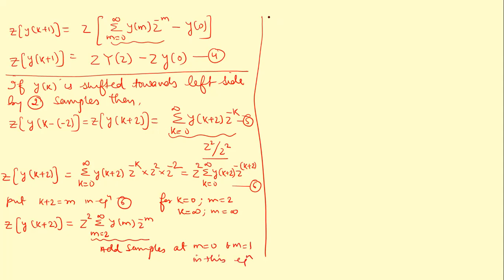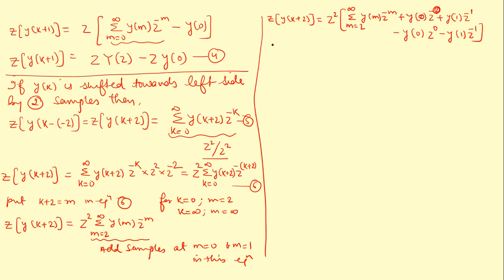So by doing so, what do we have? We have the z transform of y(k+2). Now what we'll do? We will add summation m equal to 2 to infinity y(m) z raised to the power minus m, plus we'll add a sample at 0 and z raised to the power 0, and we'll add a sample at 1 and z raised to the power minus 1. Now we'll subtract the same samples because that will not make any difference, right? Minus y1 z raised to the power minus 1.